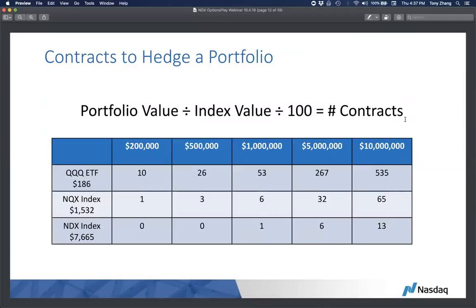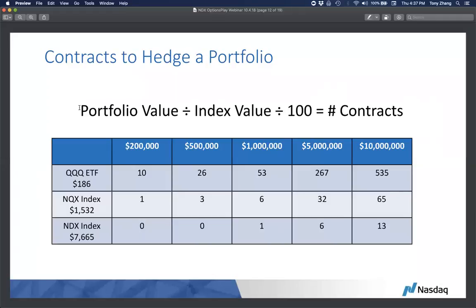Now, for those of you that are looking to hedge a part of your portfolio, maybe you only have 50% of your portfolio in stocks and 50% in real estate, then what you really need to worry about is the equity portion of your portfolio. So even if you have a $1 million portfolio, but only half of it is in stocks, you only want to apply that $500,000 as the portfolio value in this formula.